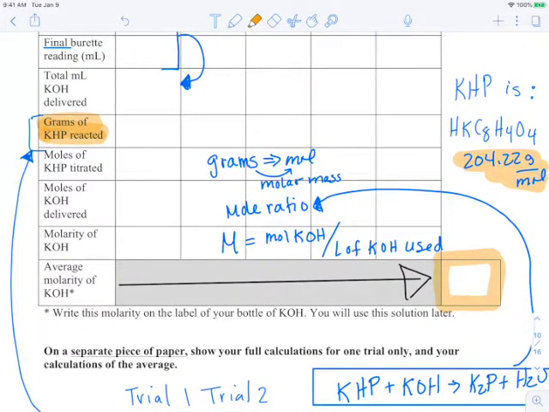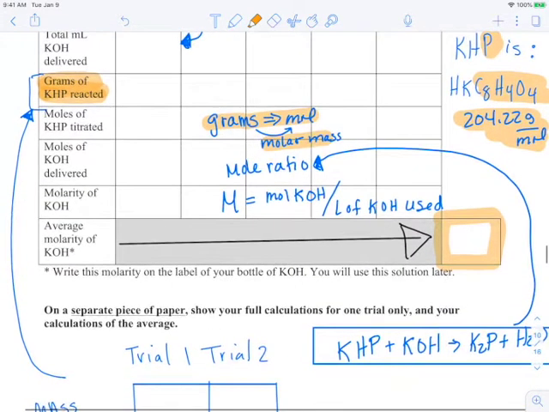The reason I put it on the side is because you have to be careful. P is not phosphorus. P stands for phthalate. So this P right here stands for this whole big old chunk. Your molar mass is 204.22 grams per mole. You're going to use that molar mass to go from grams to moles. You'll do that both for trial 1 and for trial 2. Any questions on anything so far with those calculations?